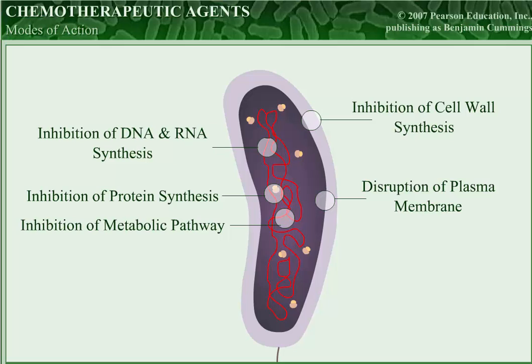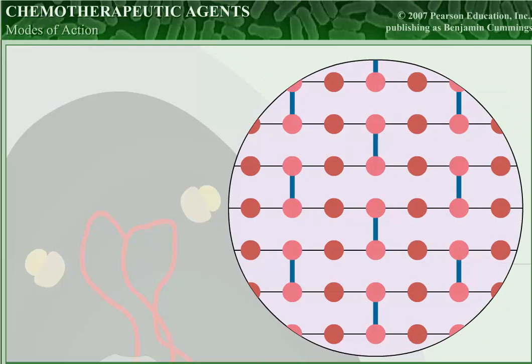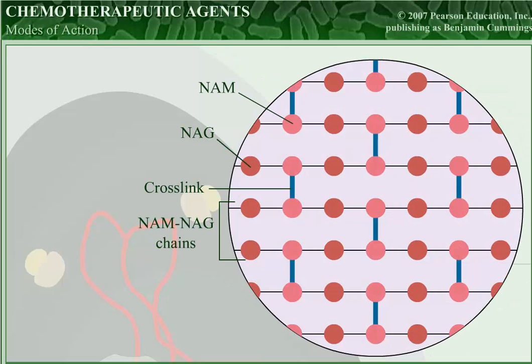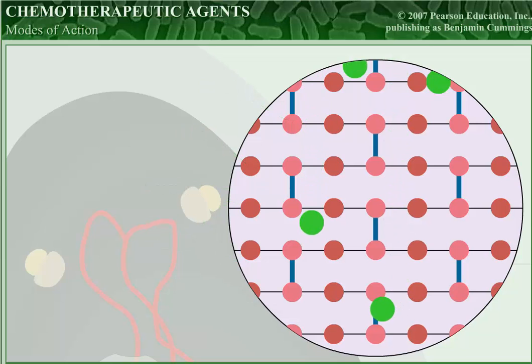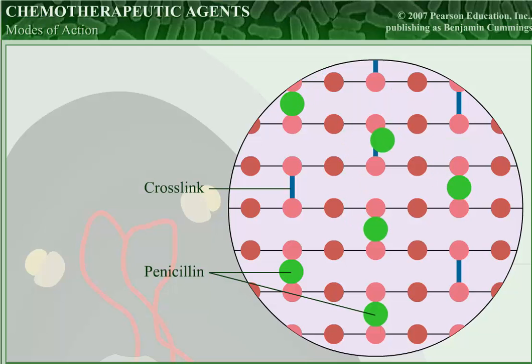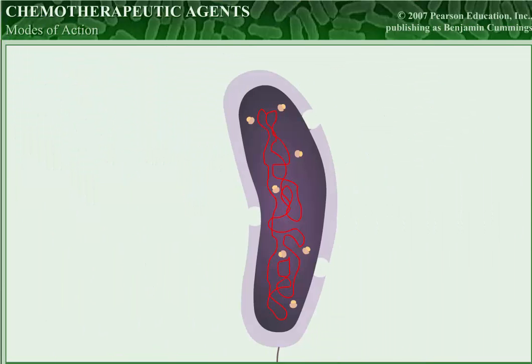Antibacterial drugs have several different modes of action. One of the ways in which antibacterial drugs can kill bacterial cells is to block the formation of bacterial cell walls. Normally, the peptidoglycan layers are held together with peptide crosslinks. Penicillin and its relatives block the formation of these peptide crosslinks. This weakens the cell wall, ultimately causing the cell to lyse.